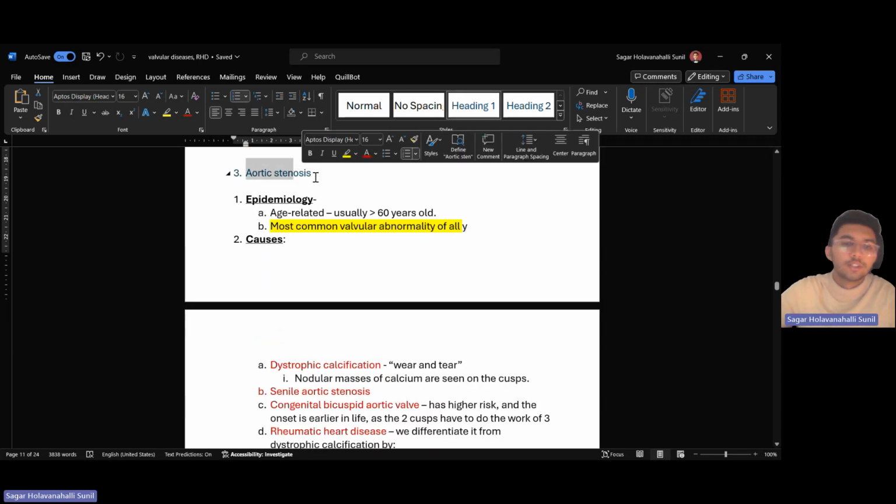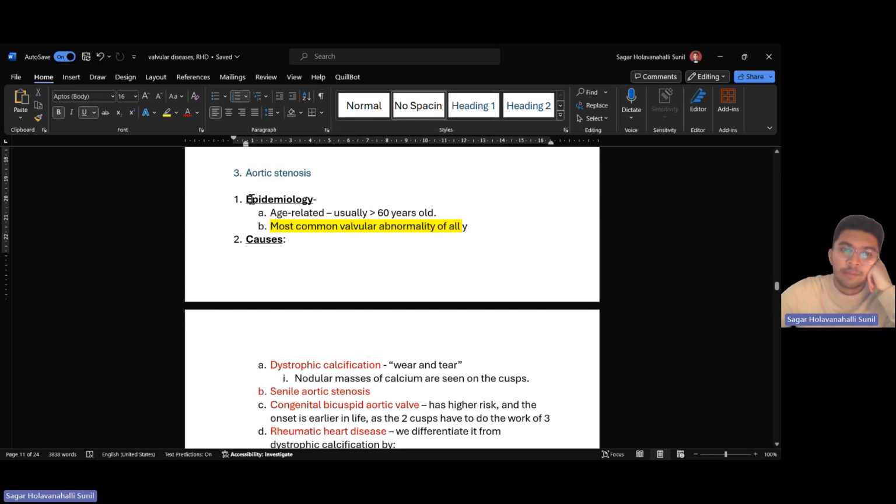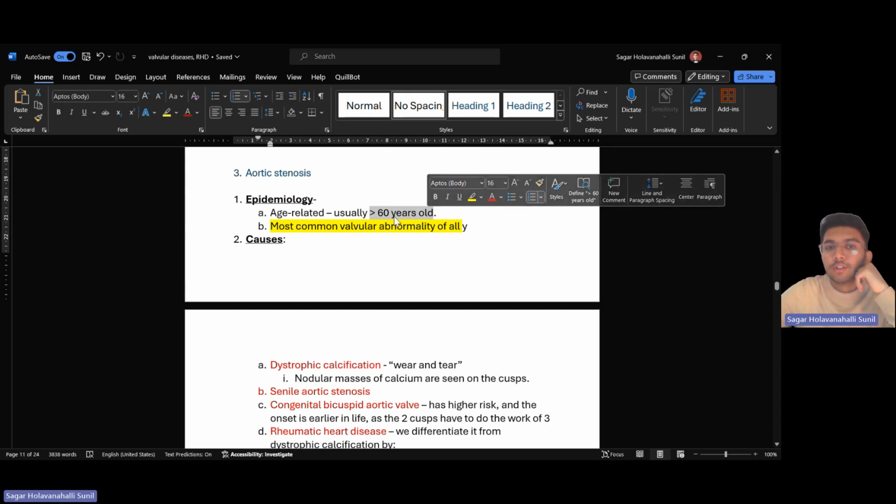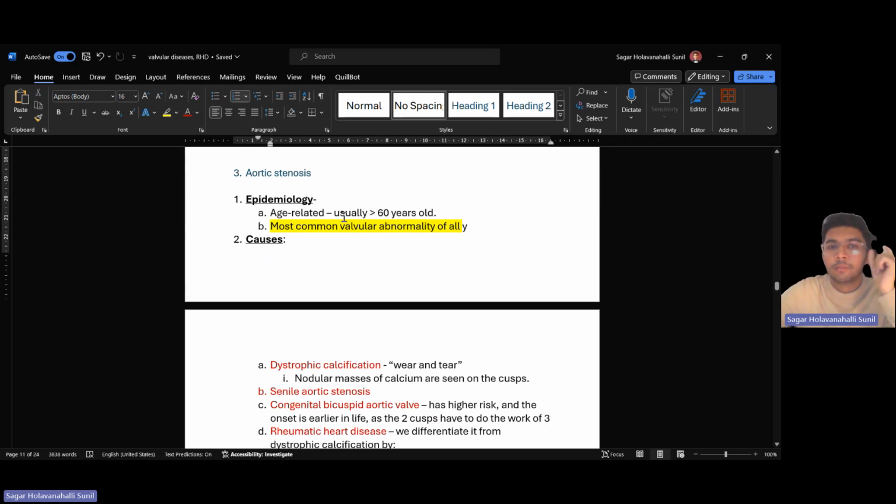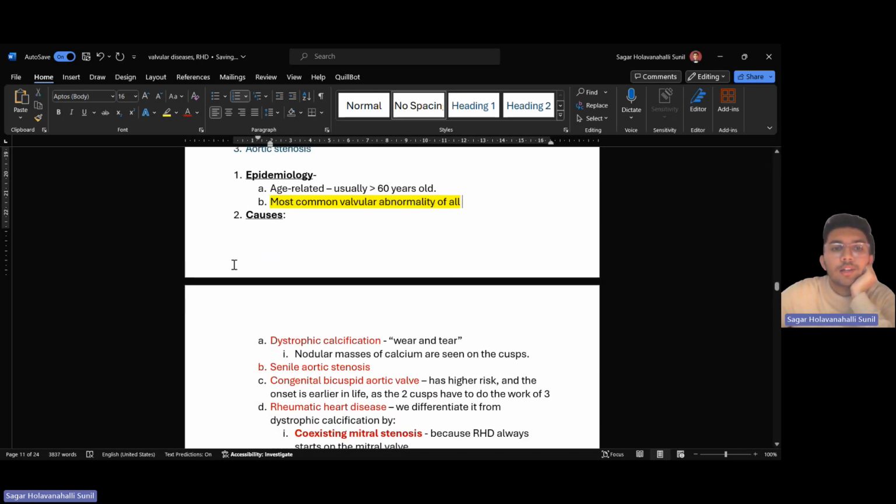Next we go to aortic stenosis. In aortic stenosis, epidemiology, typically greater than 60 years of age. So if there's a patient having some murmur that you think might be caused by aortic stenosis, if this patient is old, then that's most likely the case. And aortic stenosis is the most common valvular abnormality of all.